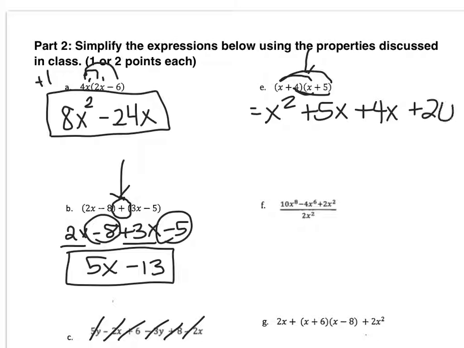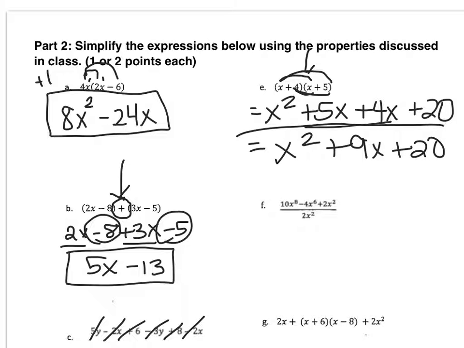A lot of you had plus 9 down here. Remember, when you're distributing, you're multiplying, not adding. Combining your like terms in standard form, you get x squared, 5x plus 4x is 9x, plus 20. That's your final answer in simplified standard form.